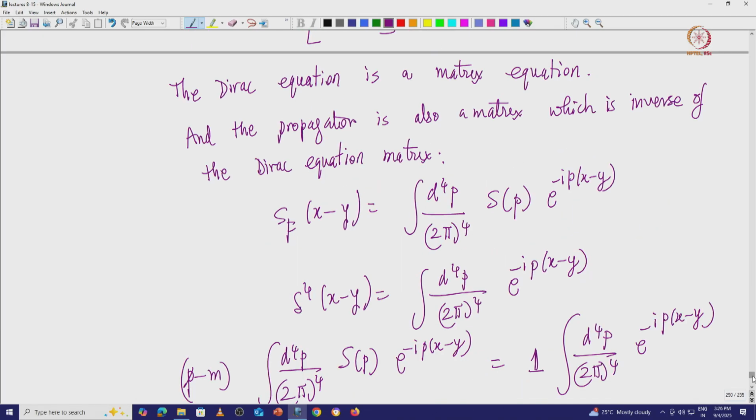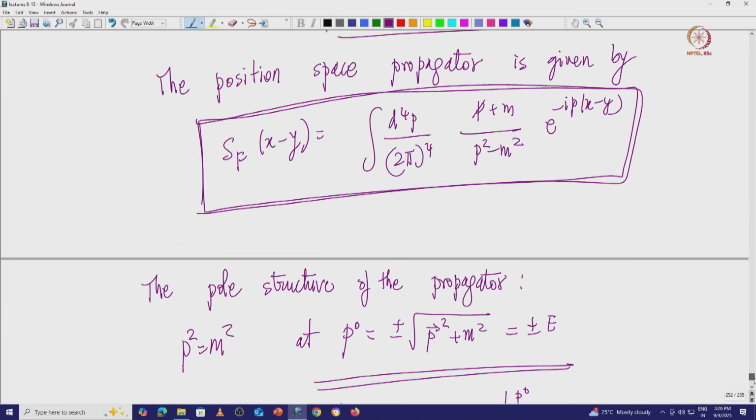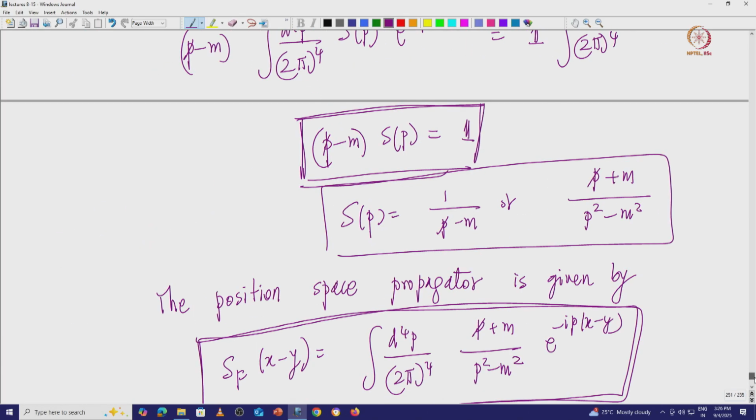the Fourier components. And once you do that, putting it back into the equation of motion, you get a simple relation: S of p, the propagator in the momentum space, is nothing but 1 by (p slash minus m), or (p slash plus m) by (p square minus m square) essentially.